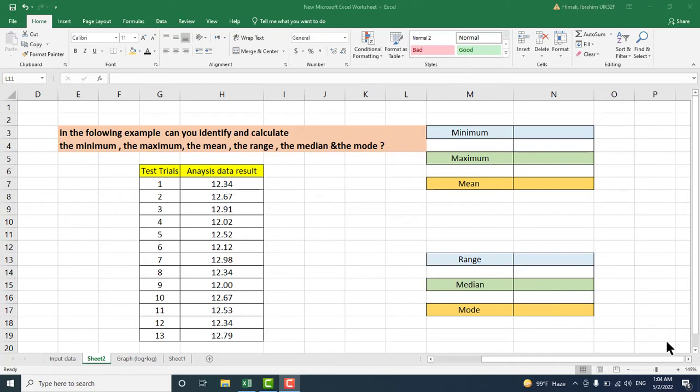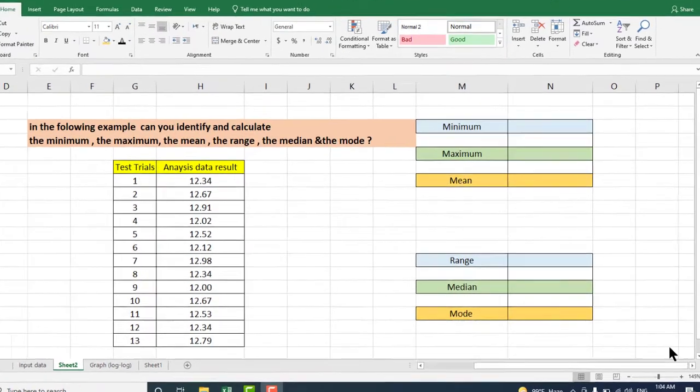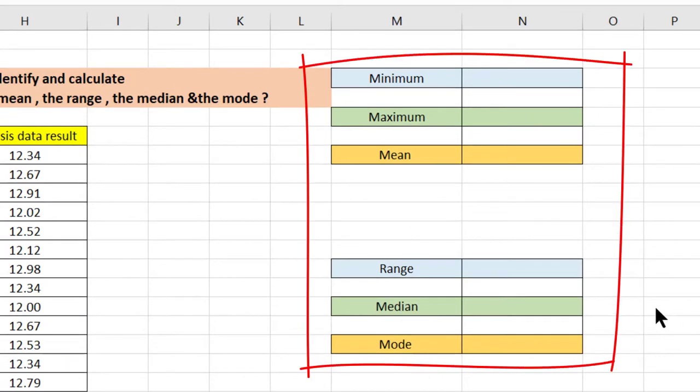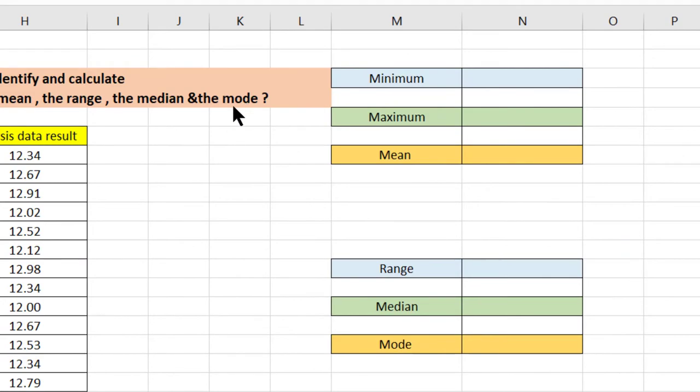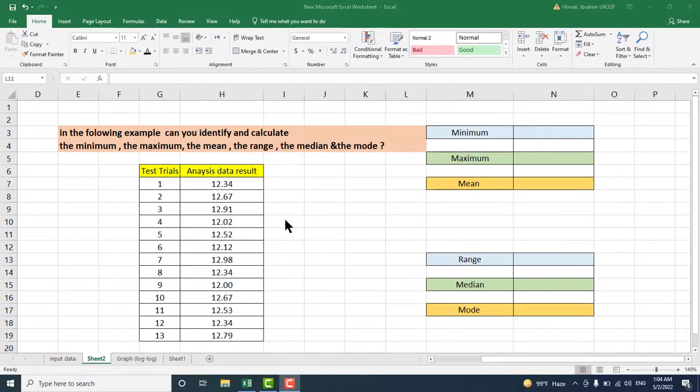First, I want you to grab yourself a pen and a notebook, because today I'm going to explain six important terms that we use a lot in our data analysis. Without wasting further time, let's start.